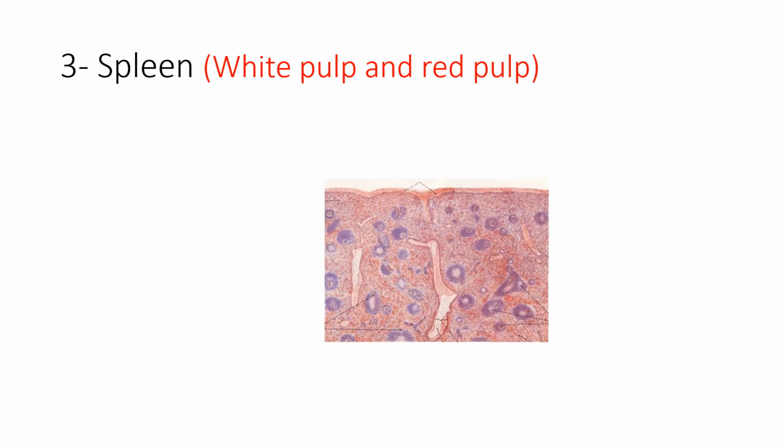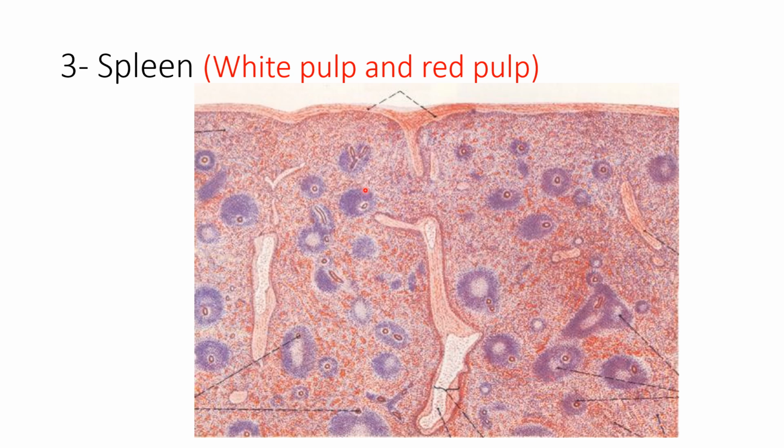The spleen is formed of white pulp and red pulp. Here is the capsule, a thick capsule, and trabeculae. Here is the white pulp, which is very clear, with the central arteriole and the germinal center. In between the white pulps, which appear irregularly arranged, there is the red pulp, which appears red due to the presence of blood sinusoids containing RBCs, and there are many white blood cells.